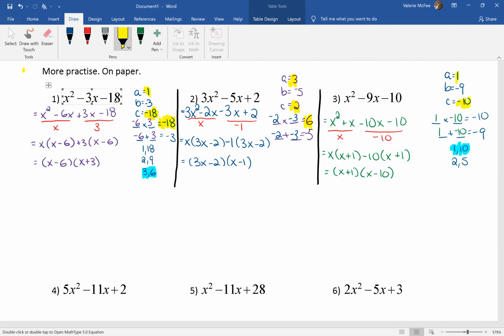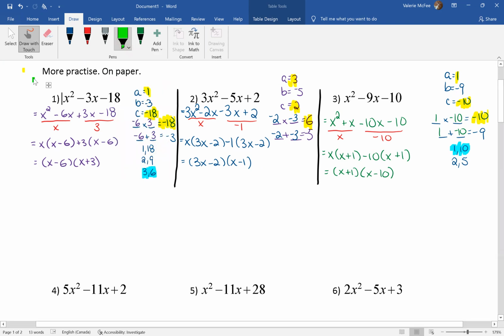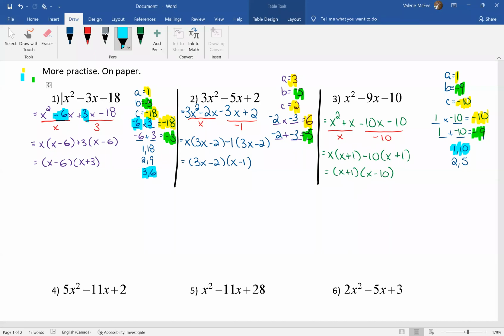That's a pretty common error here. So two numbers always that multiply to equal A times C, and then add to equal B. Once we've found those numbers, we use those numbers. So in this case, it was 6 times -3, or sorry, 3 times -6. We use the 3 and the -6.